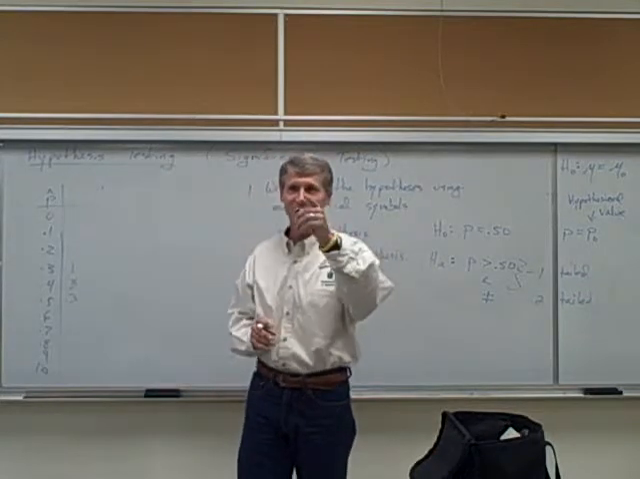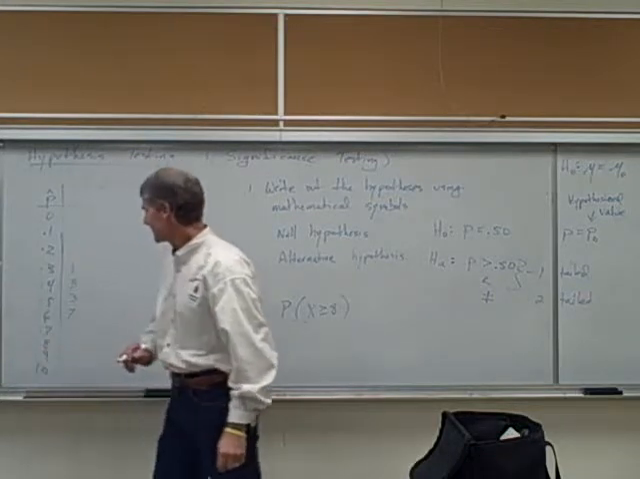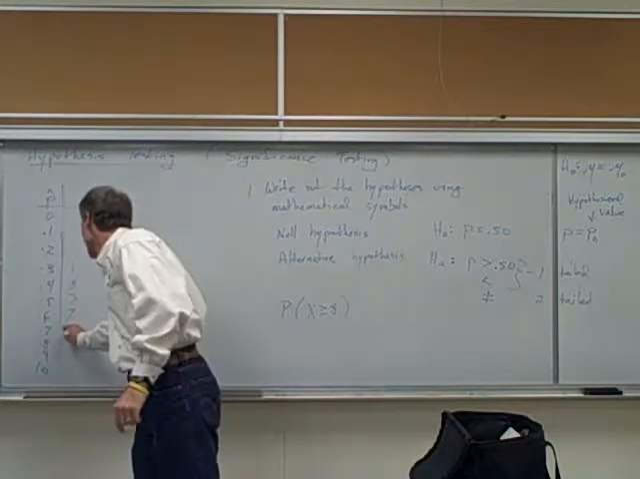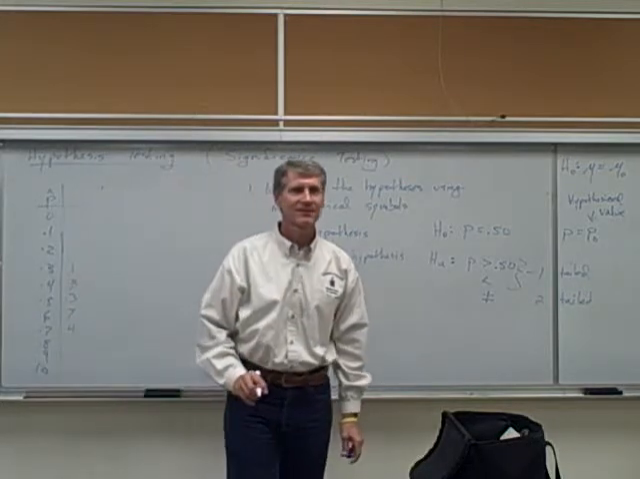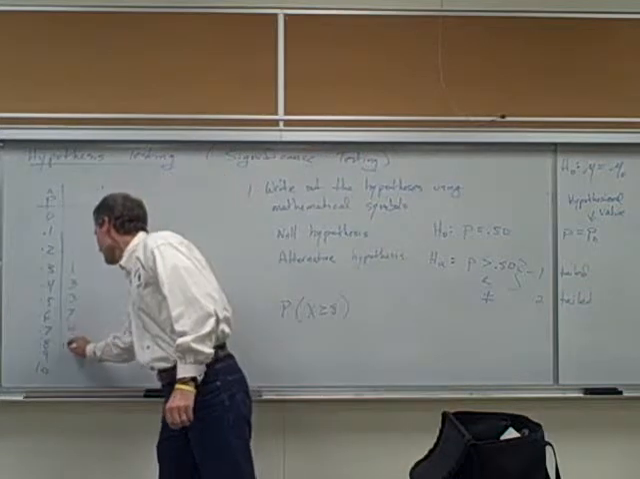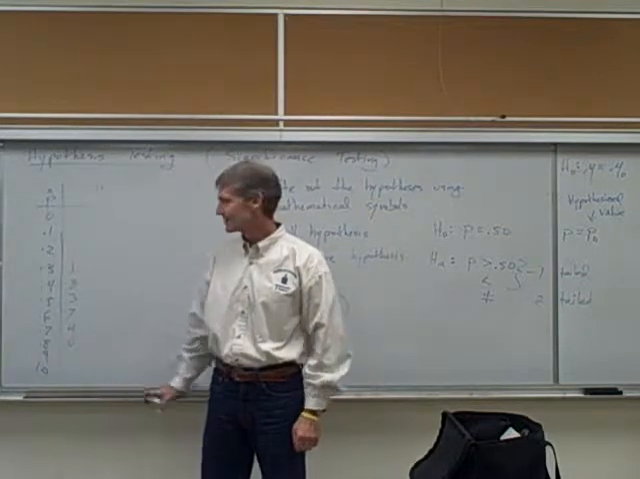One, two, three, four, five, six, seven. That's unusual. 0.7? One, two, three, four. 0.8? Nobody got 0.8? How about 0.9? Did I get all of them? Okay.